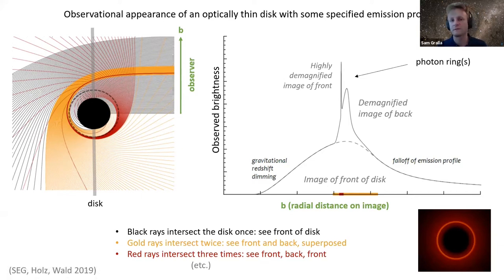You can think of it in terms of magnification. It's a demagnified image. It's just the same emission profile here, but squished, right? So it's got a hump. So the pat way of explaining what you'd expect to see in this case is you'd see superposed, successively demagnified images of the disk. So this is another good place to stop and see if anyone has any questions.